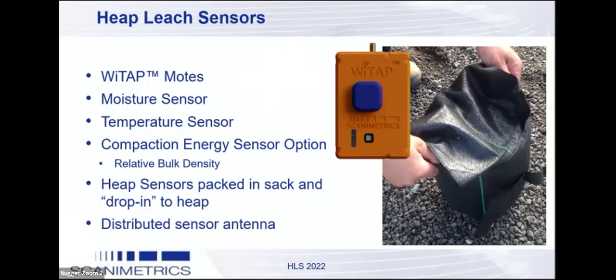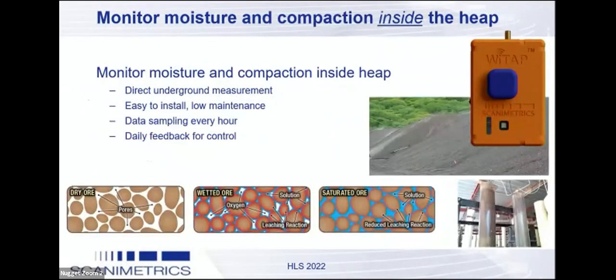And then they use what's called a distributed sensor array, or a distributed antenna system, to actually get the signals out. So we run horizontal or vertical antennas through the ore to the edge of the leach pad to actually transmit the signals. But the sensor signals themselves are wireless, and they communicate through the air. So they're intended to monitor moisture and compaction inside the heap. You're making a direct underground measurement with these.